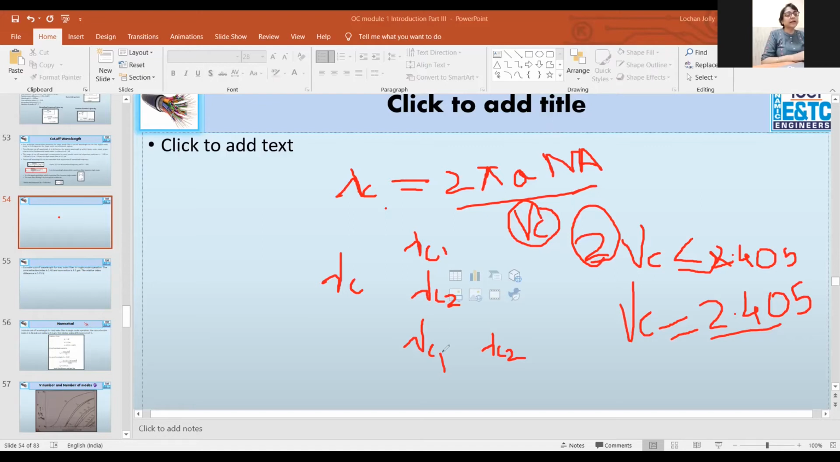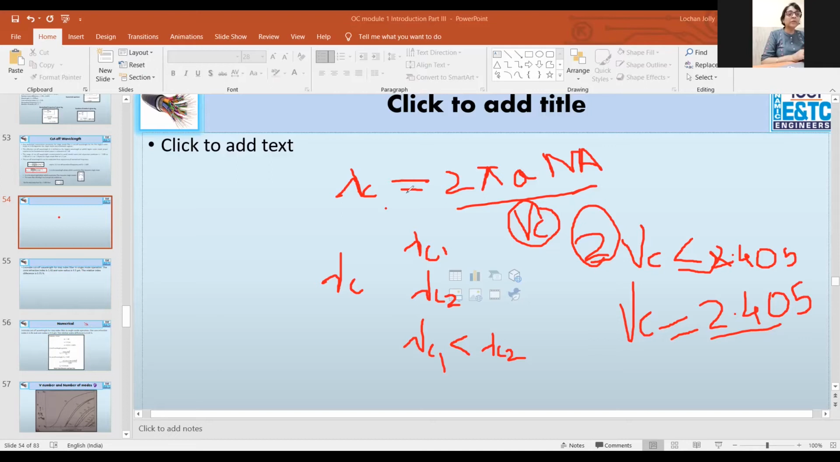C1 will be greater than C2. Now please explain. The denominator is reducing, so how is the quantity increasing? I'm asking in simple maths: from 2.4 I go to 2, I am reducing the denominator. Yes, it has to be reverse. You are reducing your denominator, that is Vc is reducing from 2.4 to 2, your value is increasing and still it is representing a condition of a single mode transmission, right?